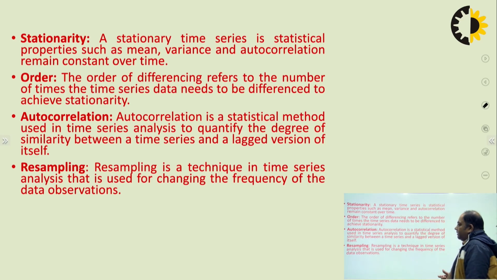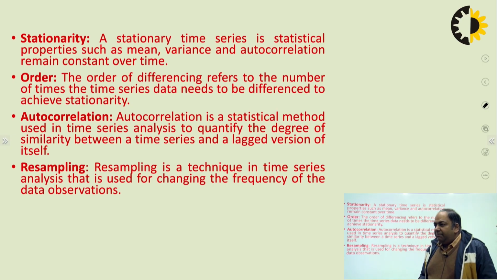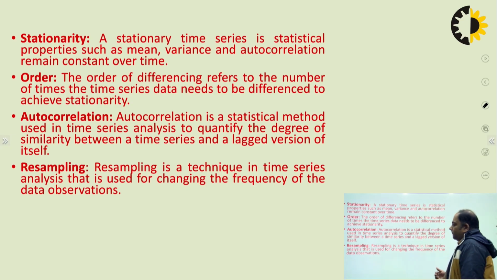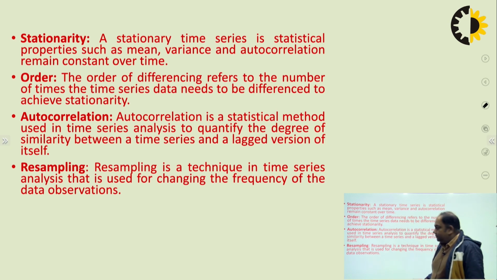Autocorrelation is the statistical method used in time series analysis, and resampling is a technique in time series analysis that is used to change the frequency of data observation. Like if we want to measure the minimum temperature, 10-20 years before, we started from the end of October. But now, due to the shift in the environment, we observe cold temperatures starting from the middle of December. So it is the shift. So we need to resample our data.